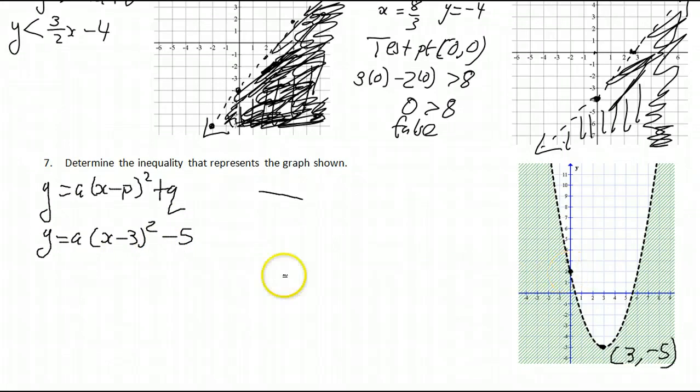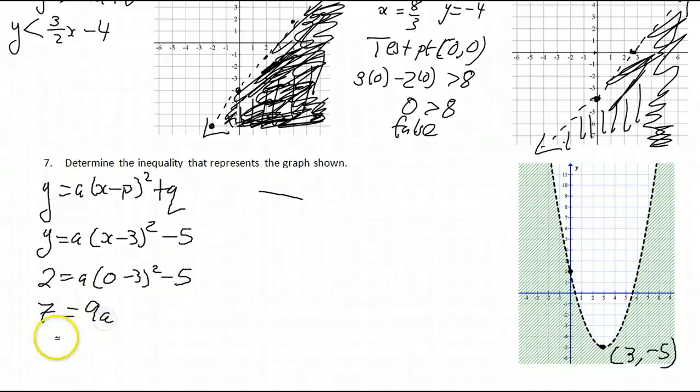In this case, x is 0, y is 2. 2 is equal to a(0 - 3)^2 - 5. Okay, add 5 to both sides. 7 is equal to 9a, and a is 7 over 9. It opens up, positive a opens up.